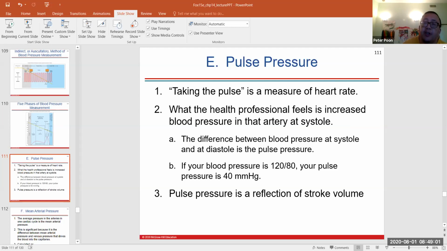Your pulse pressure is the difference between systole and diastole. The pulse pressure is the pressure of your pulse, literally, how much difference there is between pumping and relaxation. So that is a reflection of stroke volume, or how hard your heart is actually working.